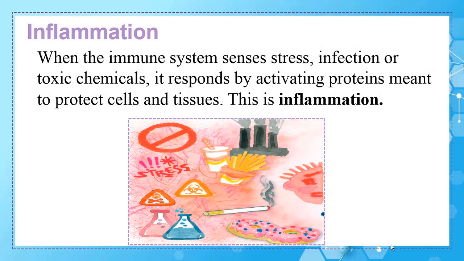When your immune system senses stress, infection, or toxic chemicals, it responds by activating proteins meant to protect cells and tissues. This is inflammation. Watch carefully the video to understand the idea of inflammation.